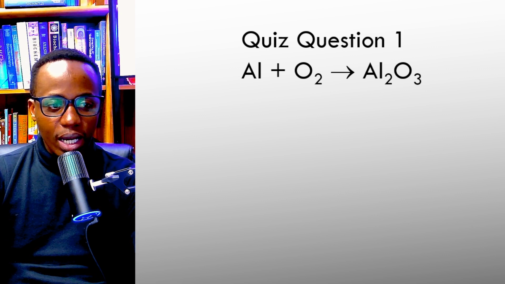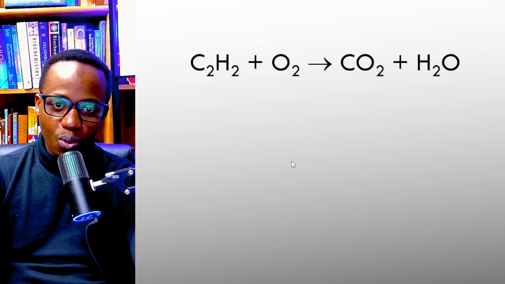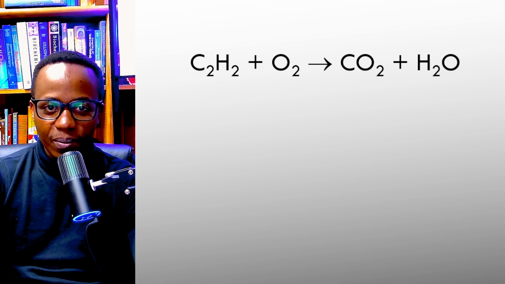Now that we got that out of the way, let's go to other types of reaction. Now, what type of reaction is this? C2H2 plus O2 gives you CO2 plus H2O.